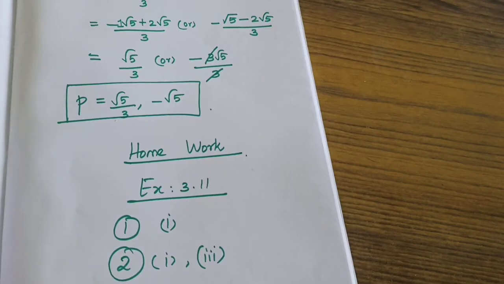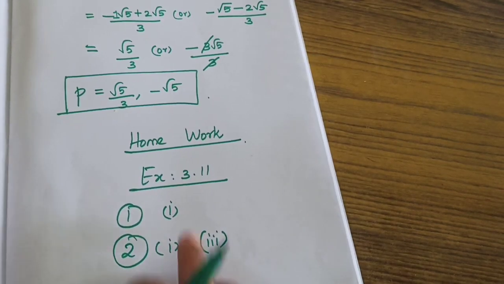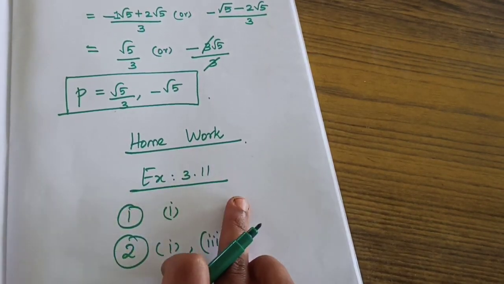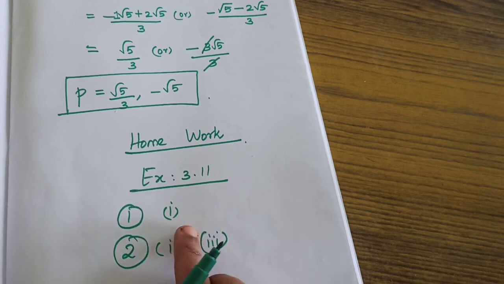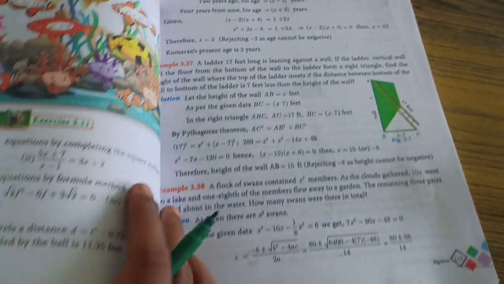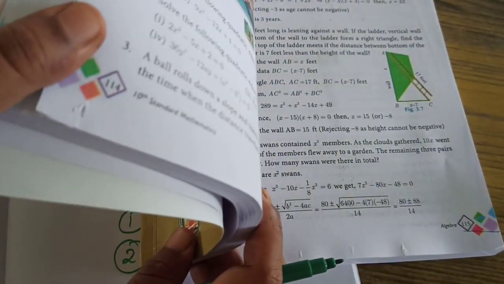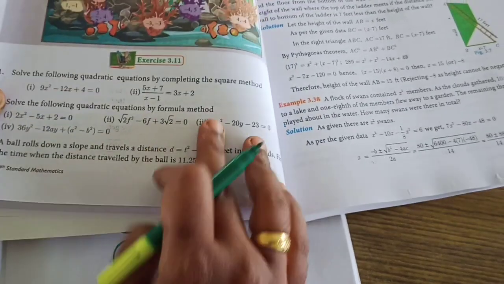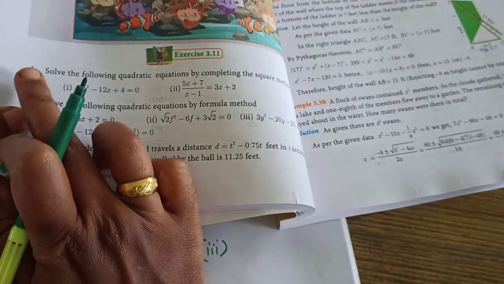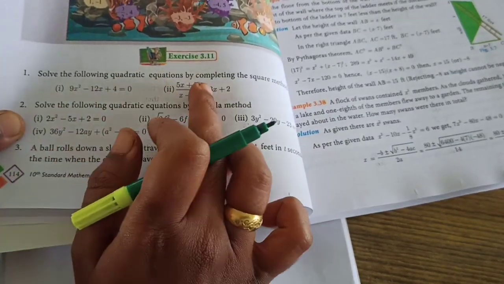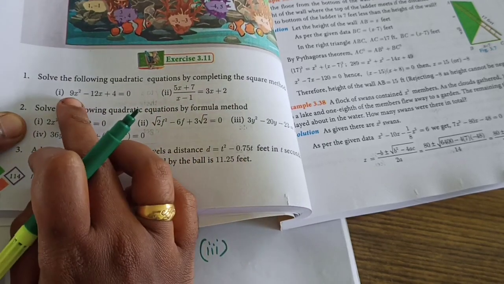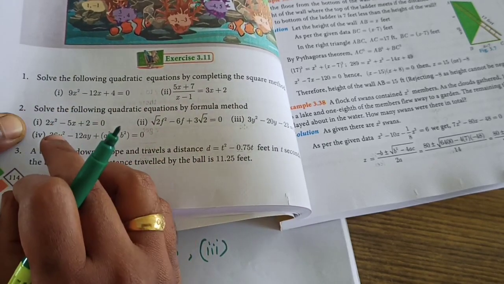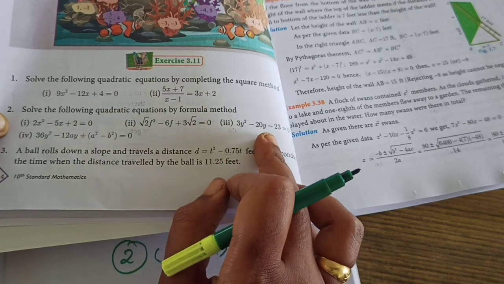Okay, dear students, mark the homework problem. Homework problem, exercise 3.11. First Roman, first problem, and second Roman, first and 3. See here, page number 114. Have you seen? Okay. Exercise 3.11, first Roman, first problem. Second problem we can do, no problem. First problem homework, and here second, first problem as well as third problem.